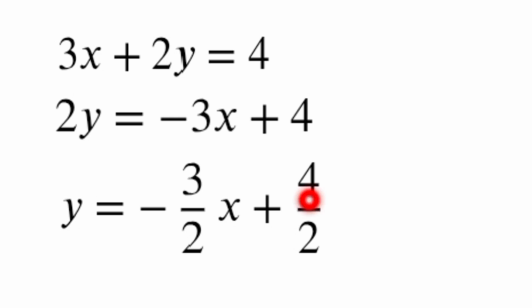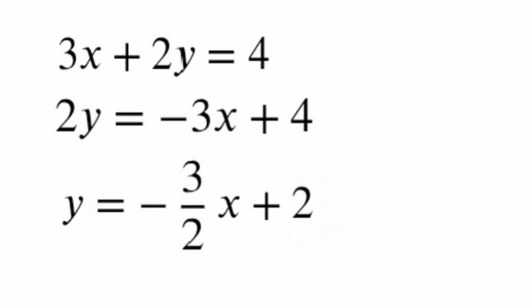And we can simplify this fraction. 4 over 2 is equal to 2. So we have this equation y equals negative 3 over 2x plus 2. And this is now the slope intercept form. This is the slope, negative 3 over 2. And this is the y-intercept.